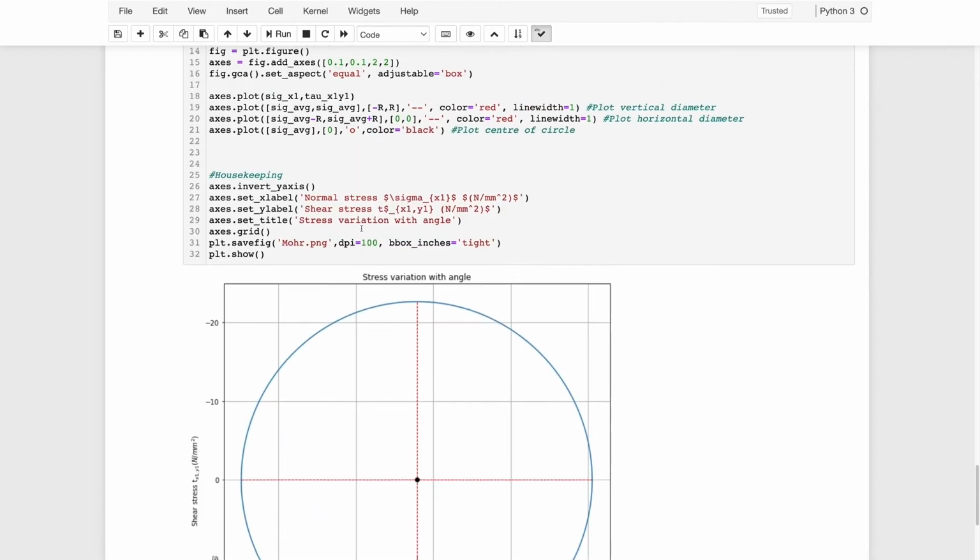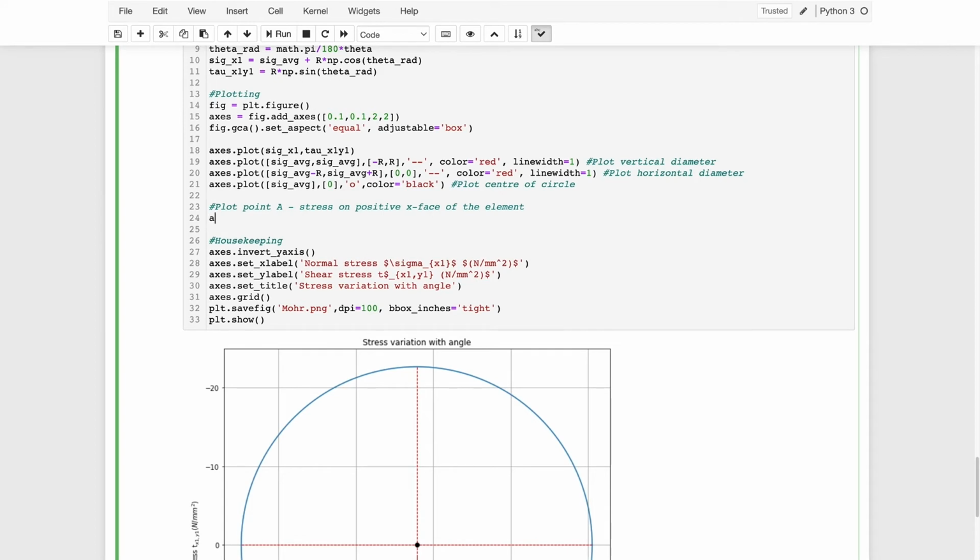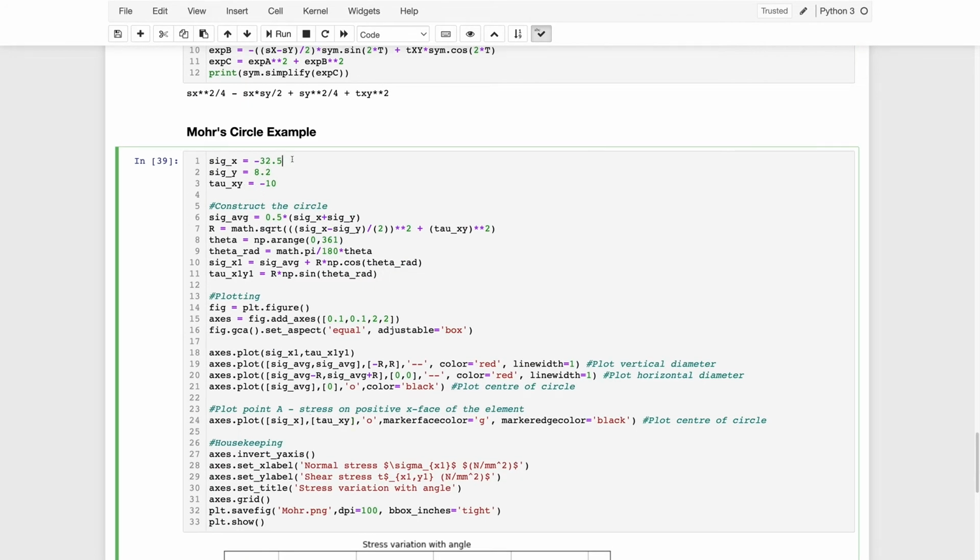We're going to plot point A on the circle. So let's go ahead and add a note in here, and the note's going to say plot point A, the stress on the positive x face of the element. Right, so if I just say axes.plot, now what's the x coordinate? It's going to be sigma x, and the y coordinate is tau xy. These are just there, sigma x here and tau xy here.